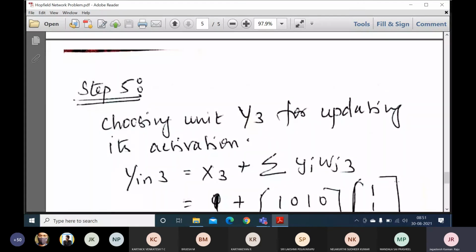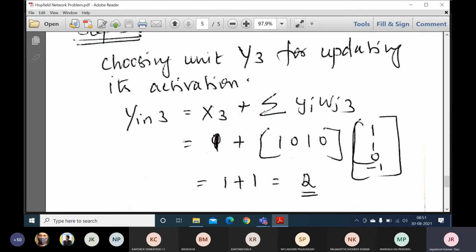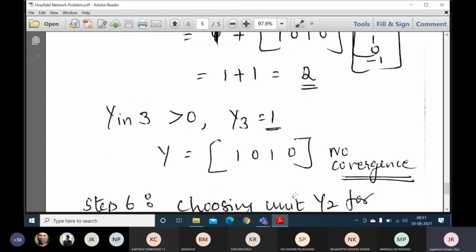Next, I am choosing the next asynchronous node, y3, and updating its activation. So x3 plus summation of yj and wj3. X3 value is 1 from 1, 0, 1, 0, and y is this, and this is the third column value, 1, 1, 0, minus 1. So I may get a value of 2. It is obviously greater than 0, so I get the third value as 1. So again, there is no convergence.